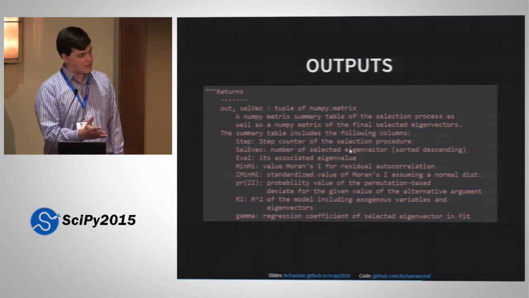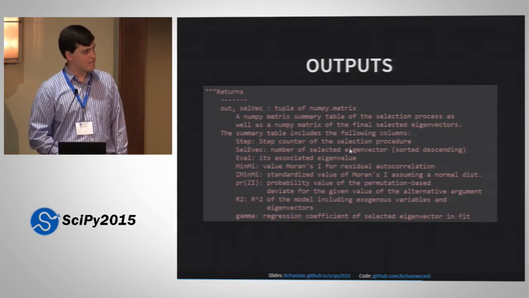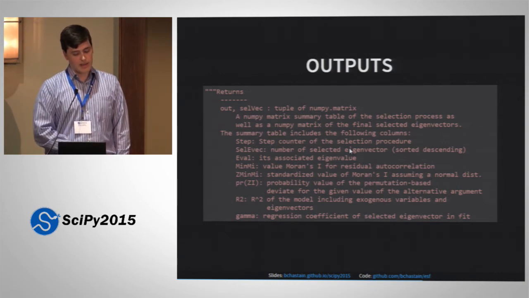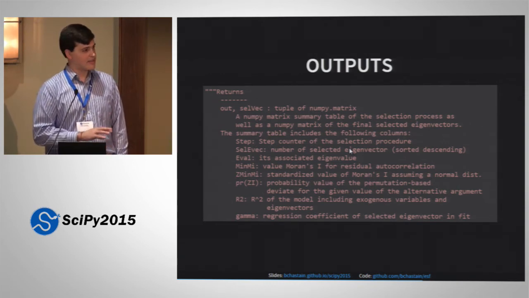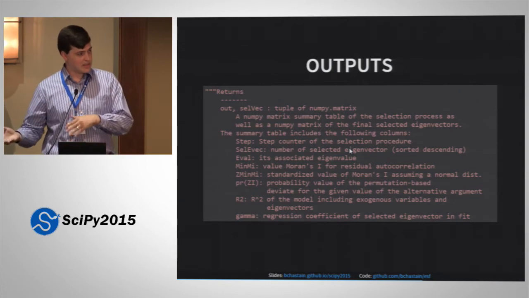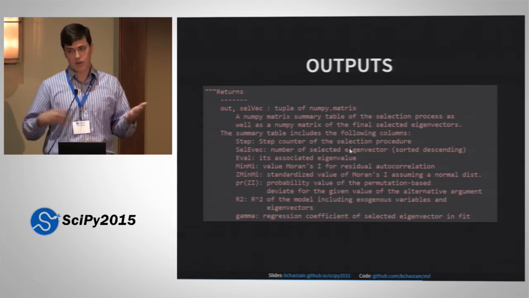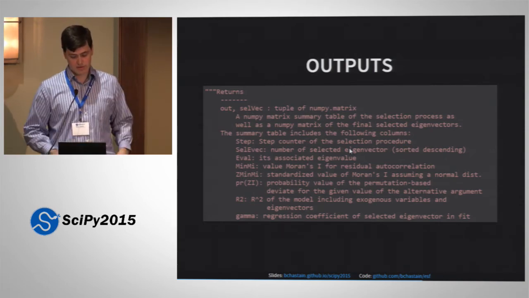Then in addition to that output table, there's also a matrix that's output as well, and that matrix is a matrix of all of these selected eigenvectors. So then you can join that matrix of eigenvectors back to your original data for use in your OLS or other types of regression models.